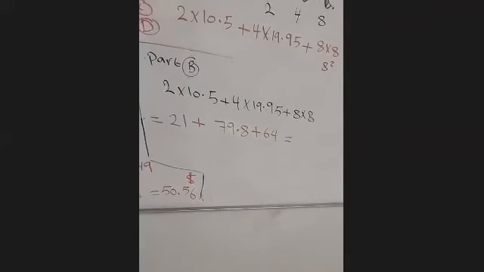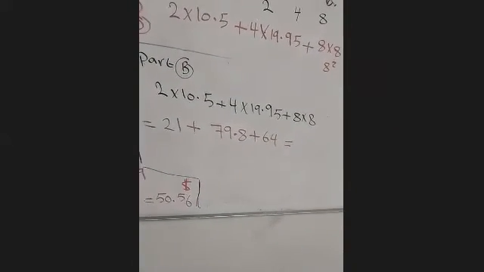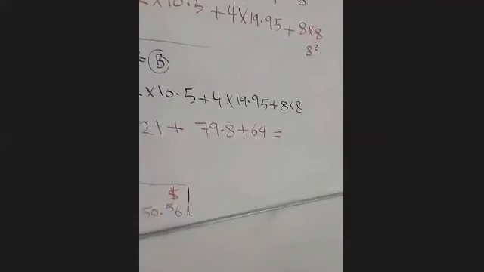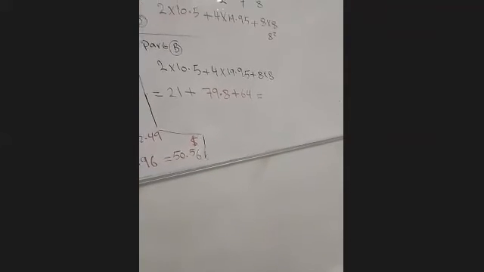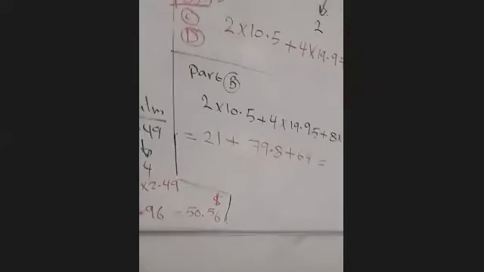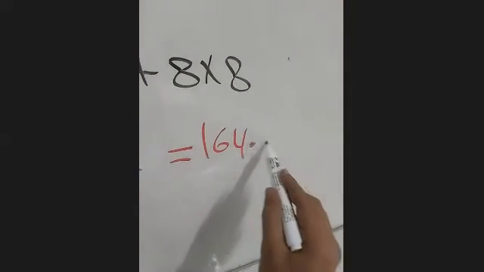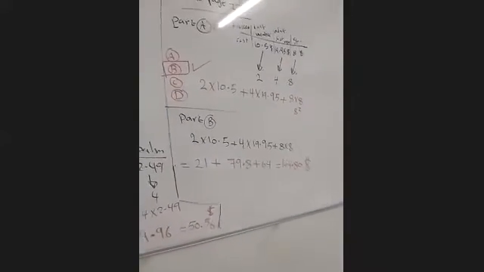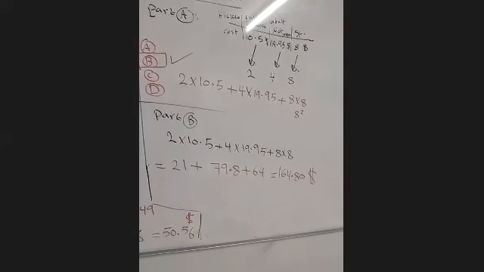What we will do now is the last step, right Tamim? Yes, we'll do the last step. Now, if you align these numbers and add them, the final answer will be 164.8, or 164.80 dollars. Do you understand it, Tamim? Yes, Mister. Good boy.